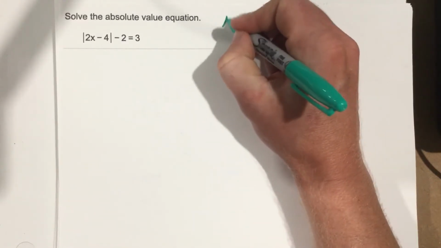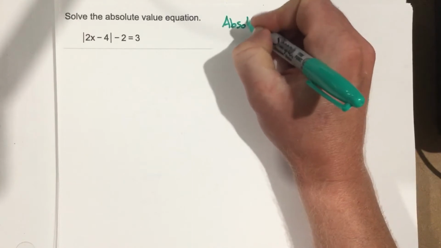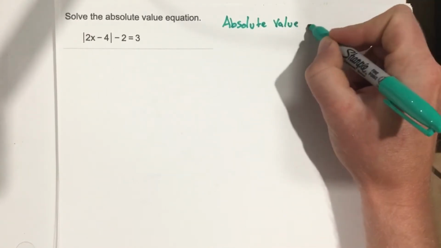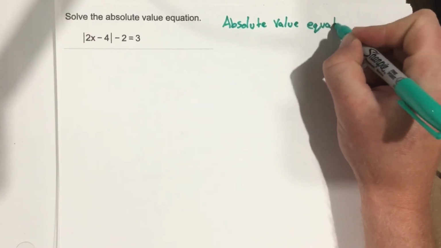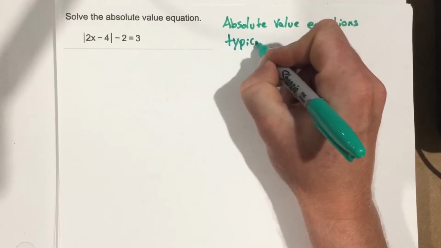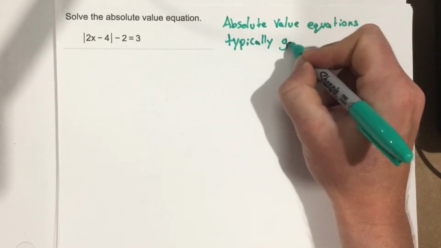So we can say absolute value equations typically give two solutions.